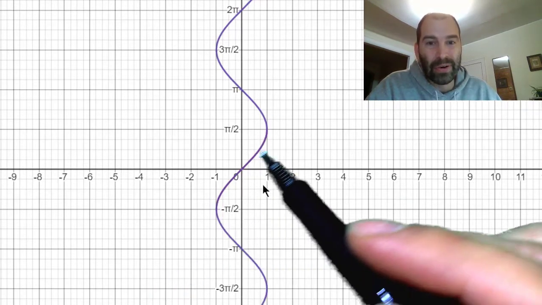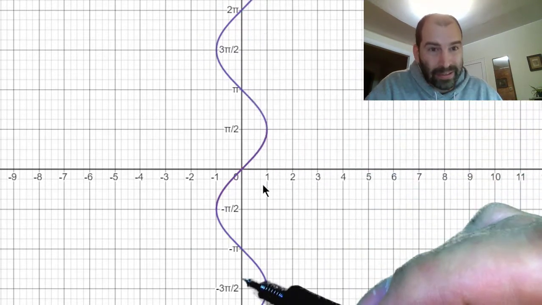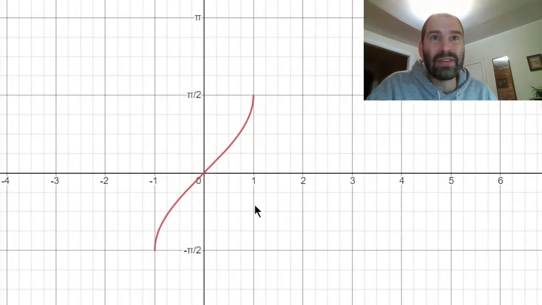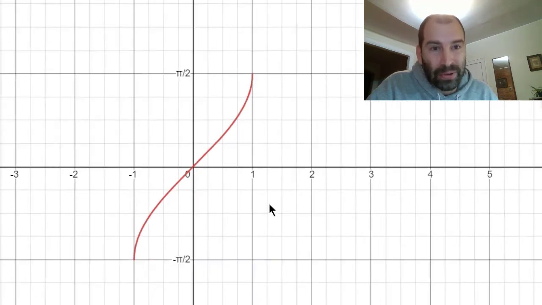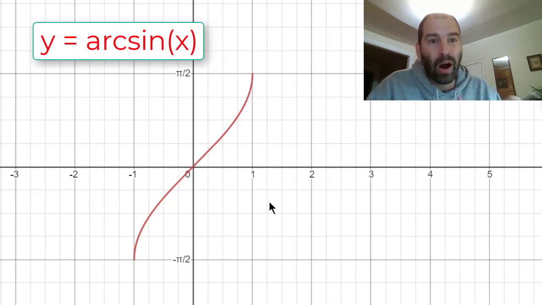Now, this is not the graph of a function, right? Because a function has to pass the vertical line test, and this is not doing that. But fortunately, that's not what we ended up with. We ended up with this. And this is, indeed, passing the vertical line test. This is a function, and this is a graph of the inverse sine function, or arc sine.